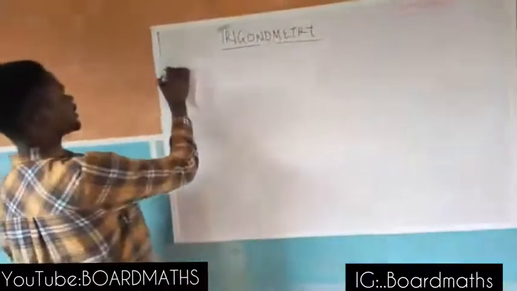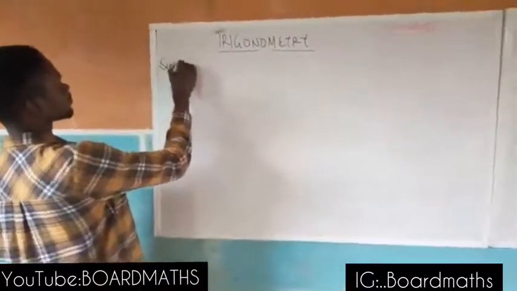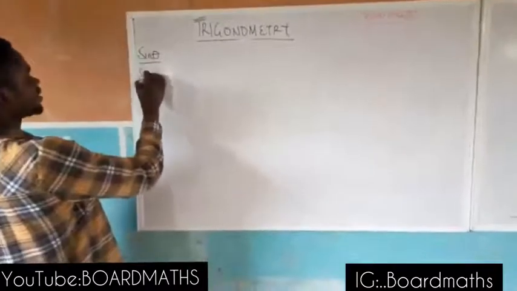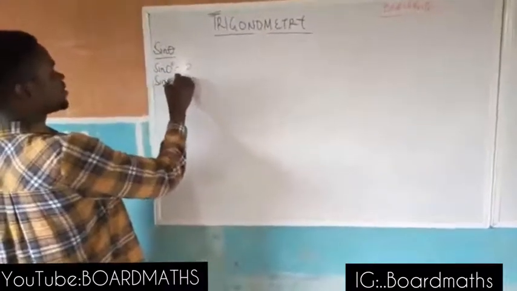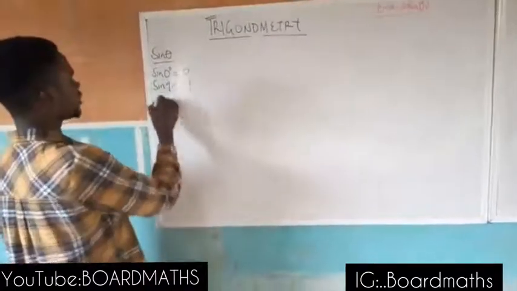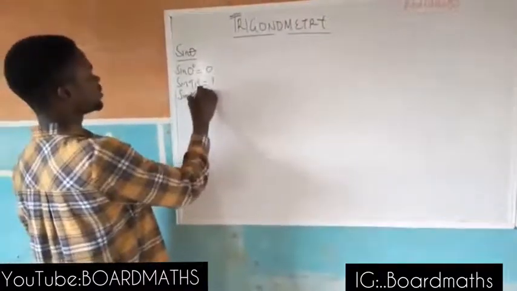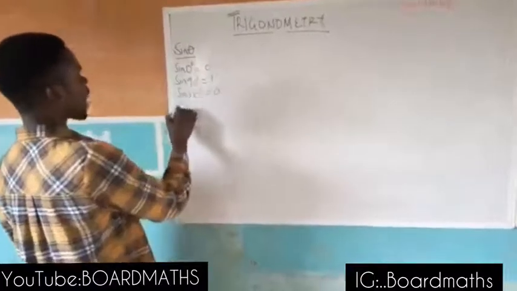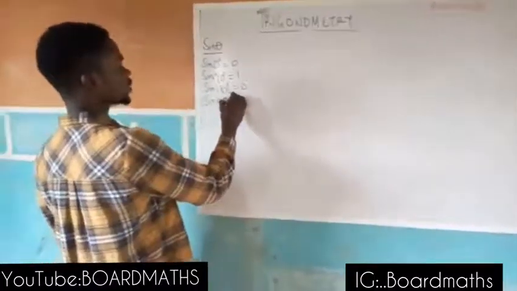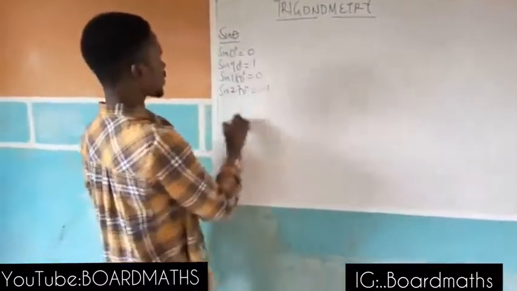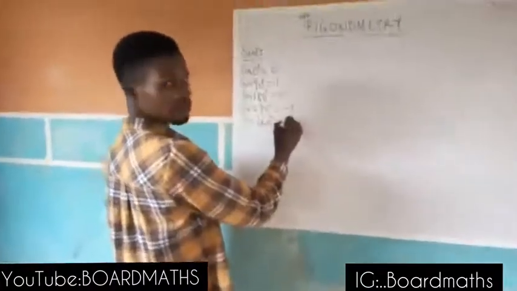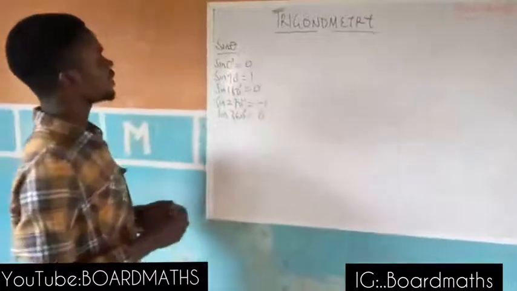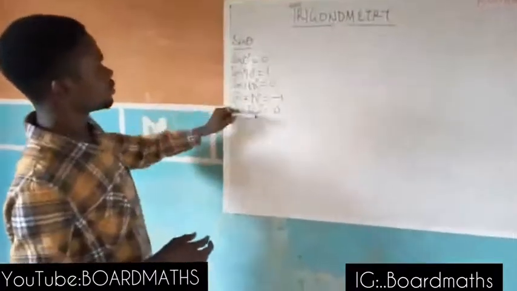For the graph of sine theta, we know that sine 0 degree is 0, sine 90 degree is 1, sine 180 degree is 0, sine 270 degree is minus 1, and sine 360 degree is 0. So let's take the graph of this from 0 to 360 degree.